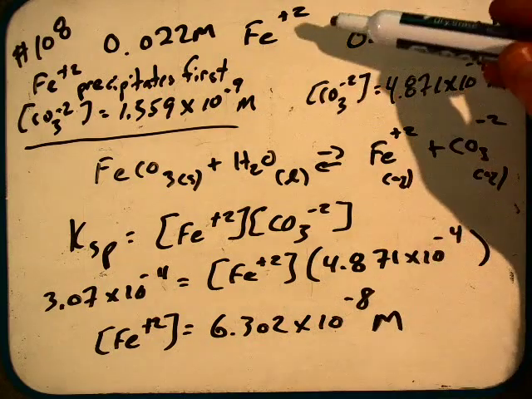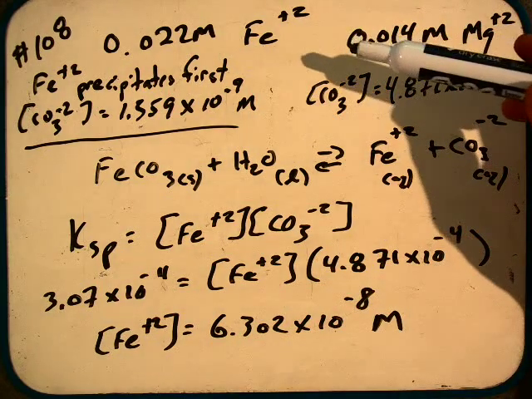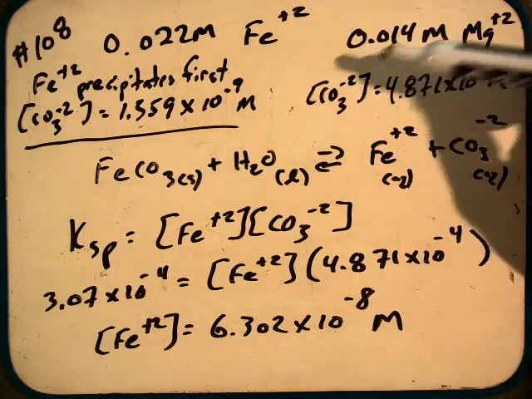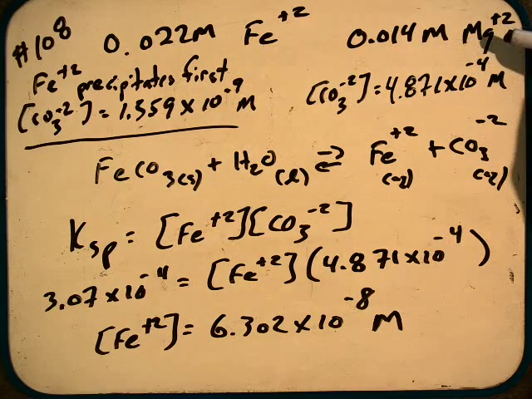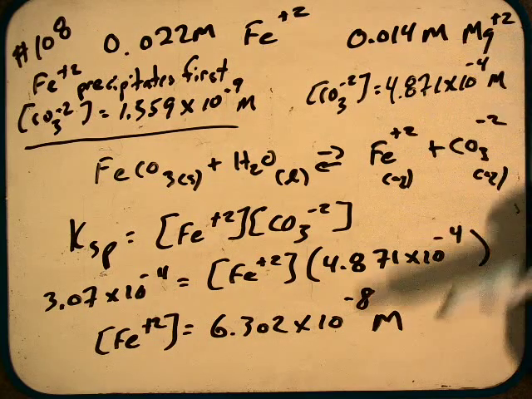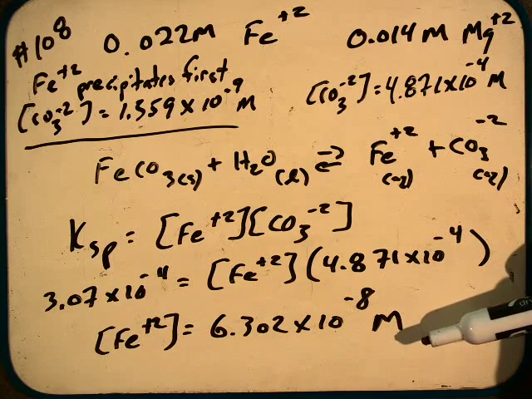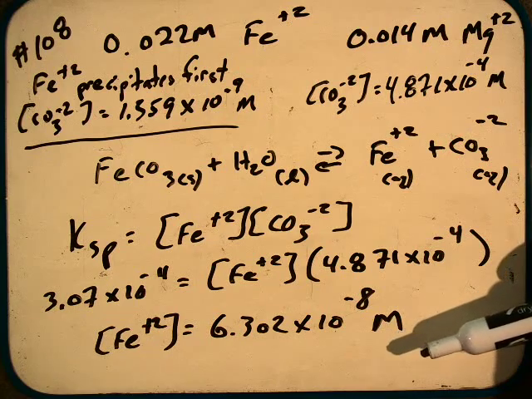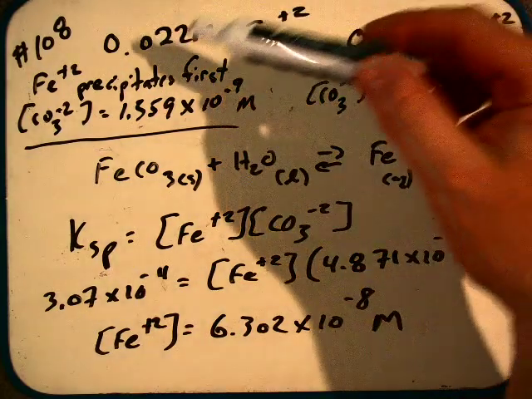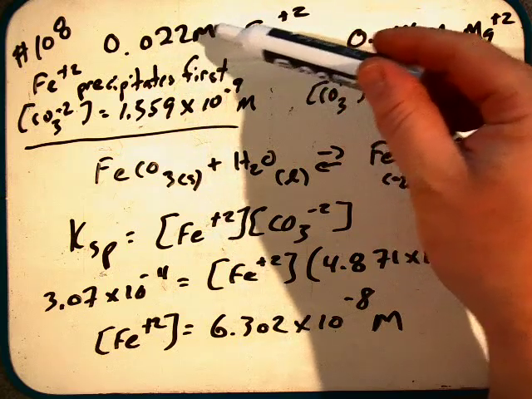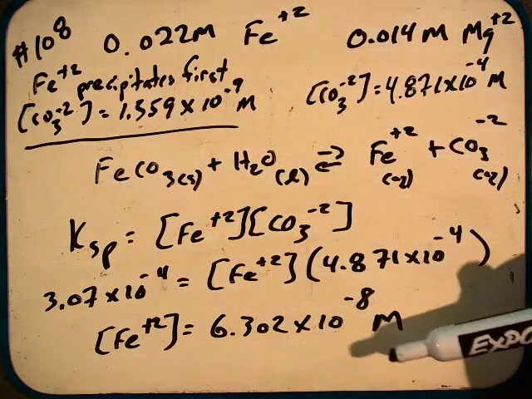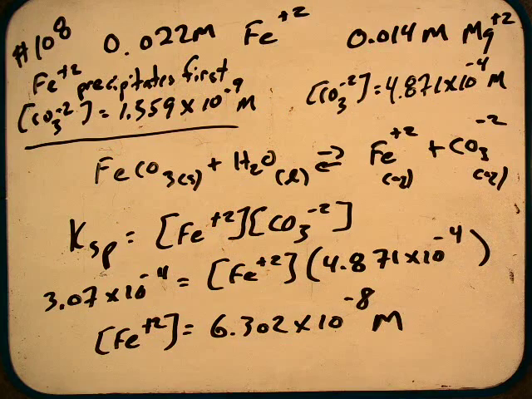So you began with 0.022 molar, and then caused precipitation to occur, and then when the other ion begins to precipitate, this is how much you have left of that iron. Notice a dramatic difference here as far as 2.2 times 10 to the negative 2nd versus 6.3 times 10 to the negative 8th. So a lot of that iron precipitated. That is number 108 in chapter 16.